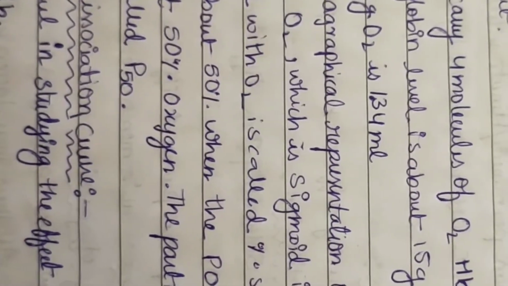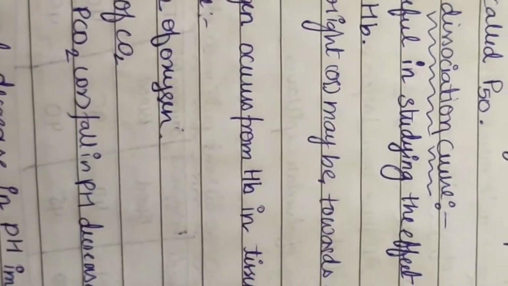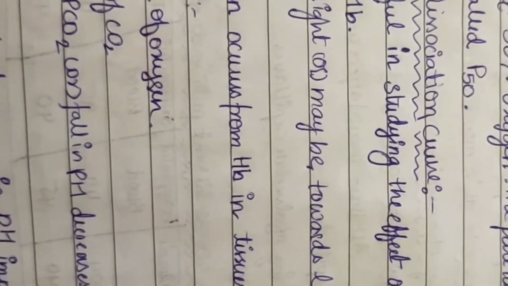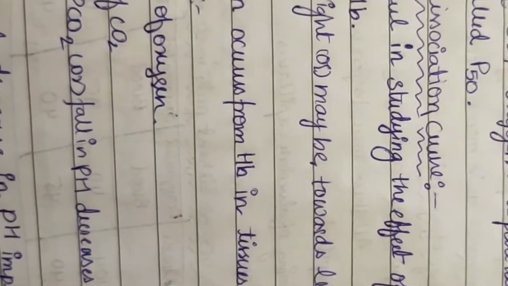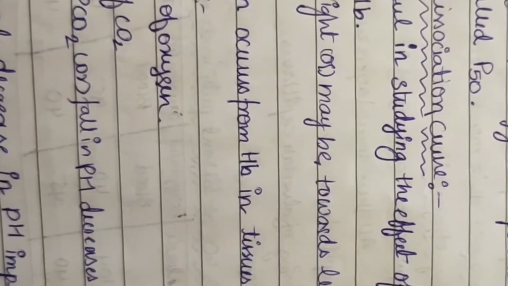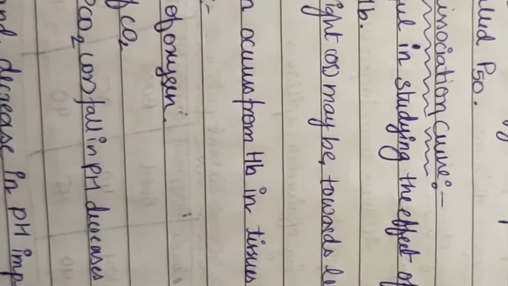Now, factors affecting the O2 dissociation curve. This curve is very useful in studying the effects of factors like PO2, PCO2, etc. on binding of O2 with Hb. The curve may shift towards the right or left. In the shift towards right, dissociation of oxygen occurs from the Hb in tissues.